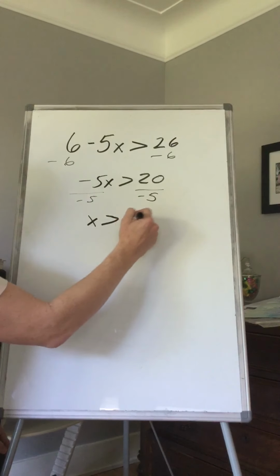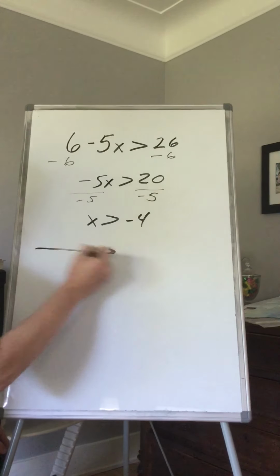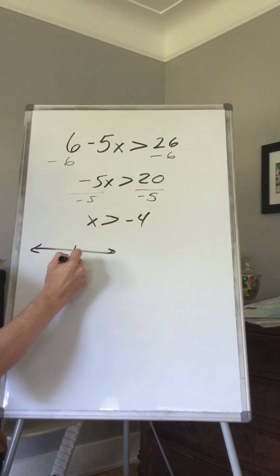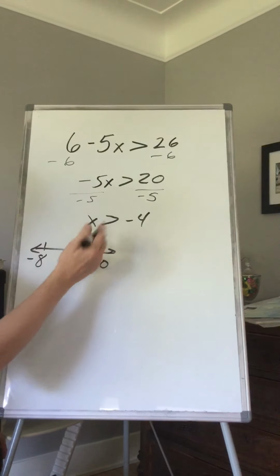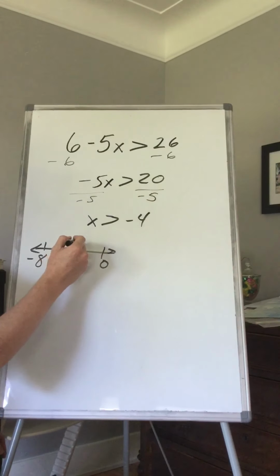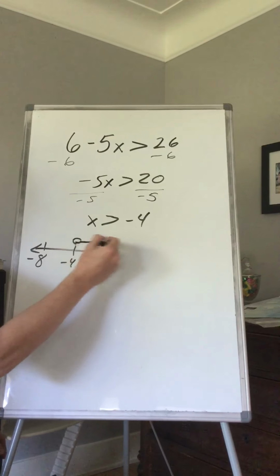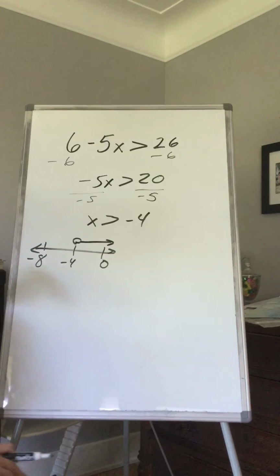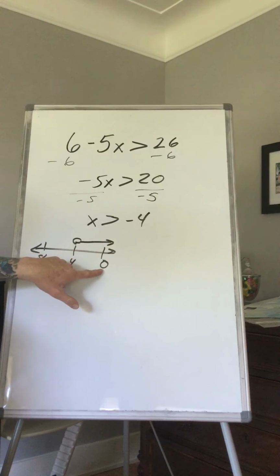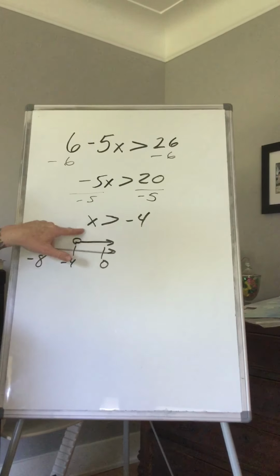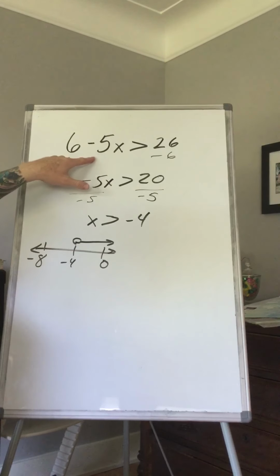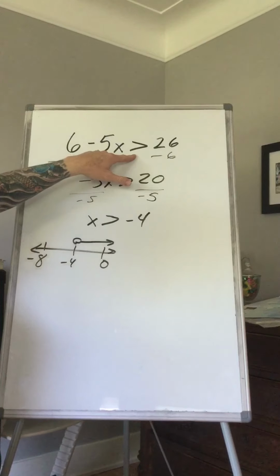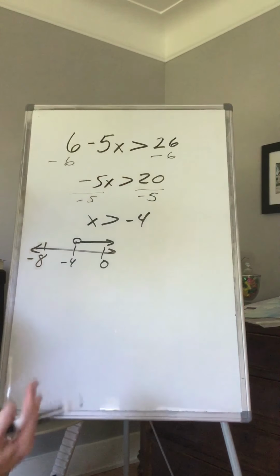And we want to check here. X is greater than, okay, we're going here, this is greater than, not equal to, so it's an open circle. We'll check our work. We plug 0 in here. 0 times 5 is 0. 6 minus 0 is 6. Is 6 greater than 26? No. So there's a mistake here.